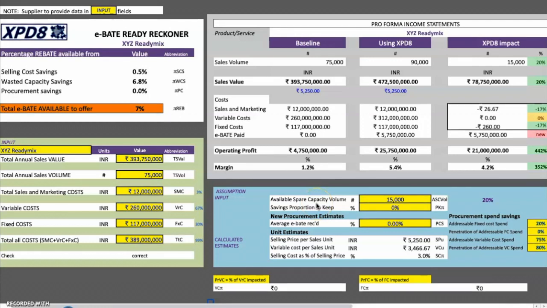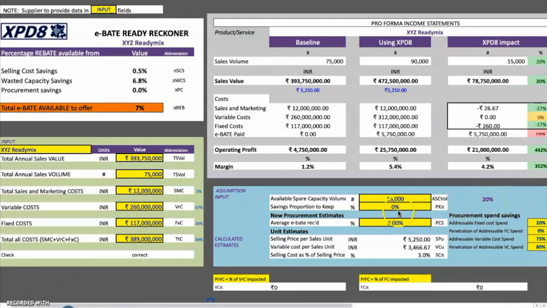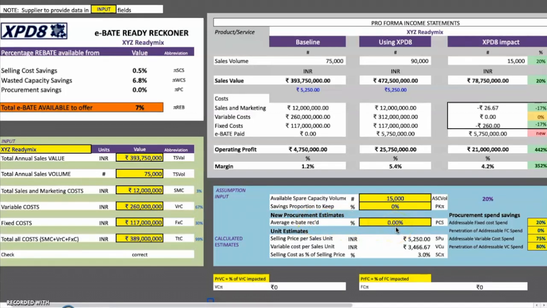In this example, our ready-mix company supplies 75,000 cubic meters per year, and it's targeting an increase in sales of 15,000 cubic meters or 20%. It can use the box below to refine what level of cost benefit it would like to retain for itself, and could also use the platform to procure for itself and pass on some of those savings. In this case, it has not yet passed on any procurement savings.